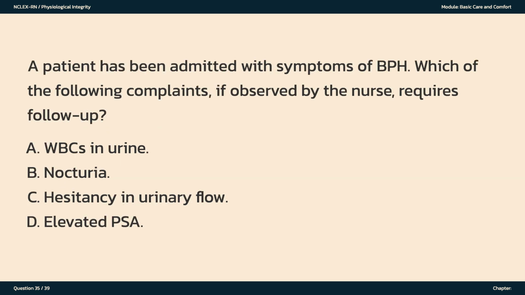A patient has been admitted with symptoms of BPH. Which of the following complaints, if observed by the nurse, requires follow-up? A. WBCs in urine, B. Nocturia, C. Hesitancy in urinary flow, D. Elevated PSA.